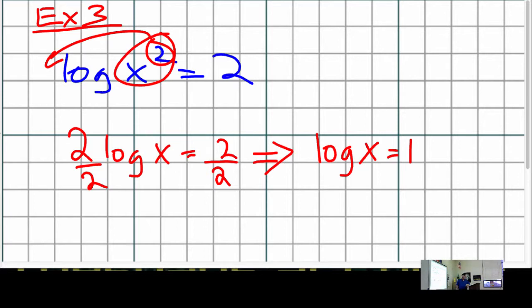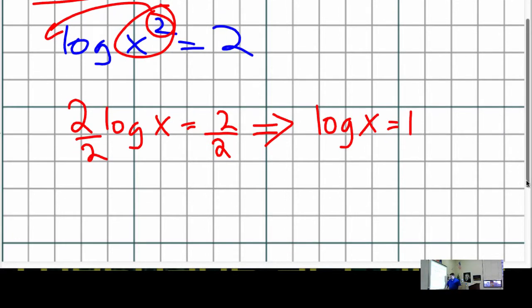Now this is a little different than the way it's written in your textbook. Remember the relationship here is b to the y equals x, and we have a base 10 here, so I've got 10 to the 1 equals x. So what's x equal? 10. So we already know what the answer is by using this relationship, right?